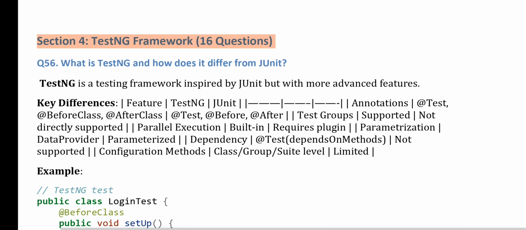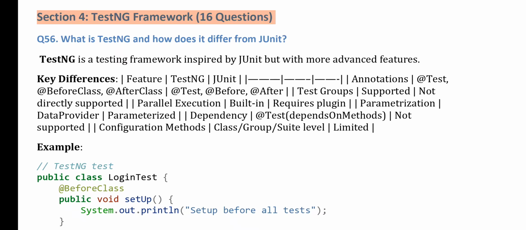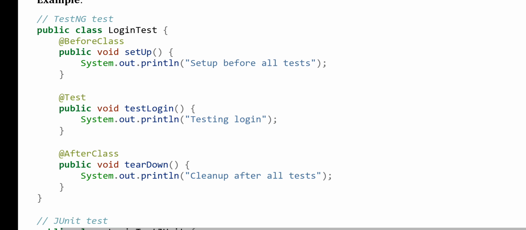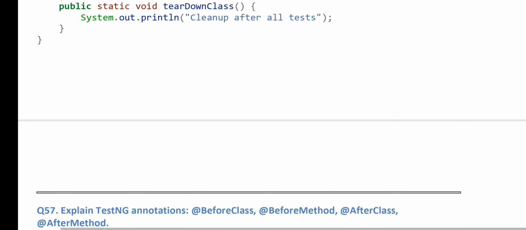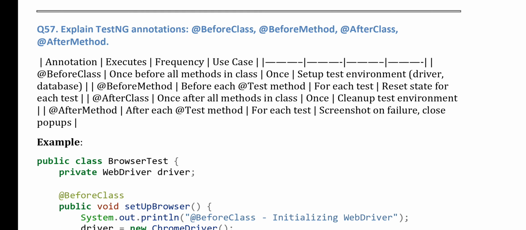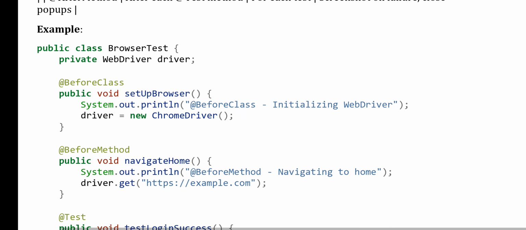The next set of interview questions are with respect to TestNG. What is TestNG and how does it differ from JUnit? So with respect to TestNG and JUnit, you can see we have segregated with the annotations, we have segregated with multiple parameters, and a code sample. And can you explain the TestNG annotations BeforeClass, BeforeMethod, AfterClass and AfterMethod?